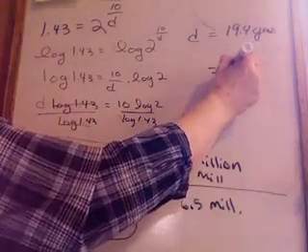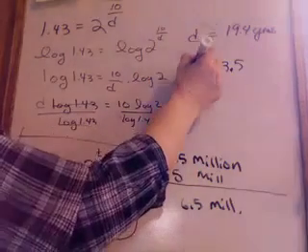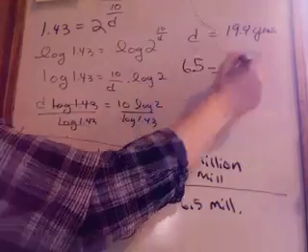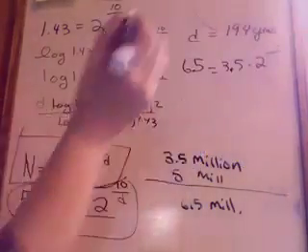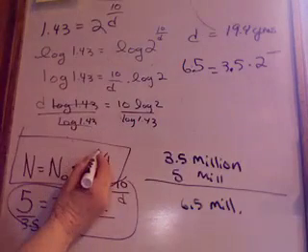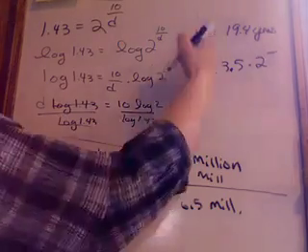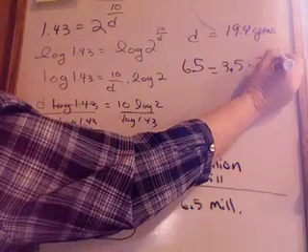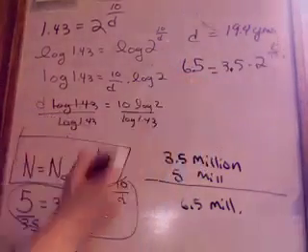3.5. What's the population that I want to get to? 6.5. All right, and then I have times 2. And what do I have for exponents here? T and D. Do I know the doubling time? Yeah, I figured that out. 19.4. I want to find out the time to get to this population.